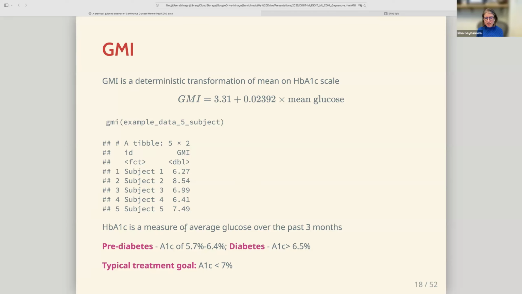HbA1c measurements because HbA1c has been used for really long periods of time. And basically the general guidelines is that A1c of 5.7 to 6.4 is pre-diabetes, above 6.5 is diabetes. And usually the treatment goal is to keep it within the 7. So by translating mean to the GMI, you can now think of these values in the same way as you would think of the HbA1c values.